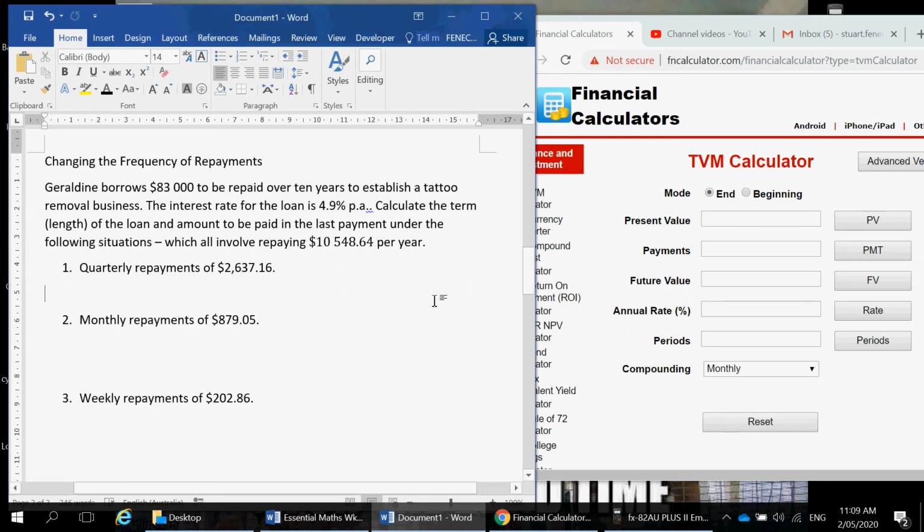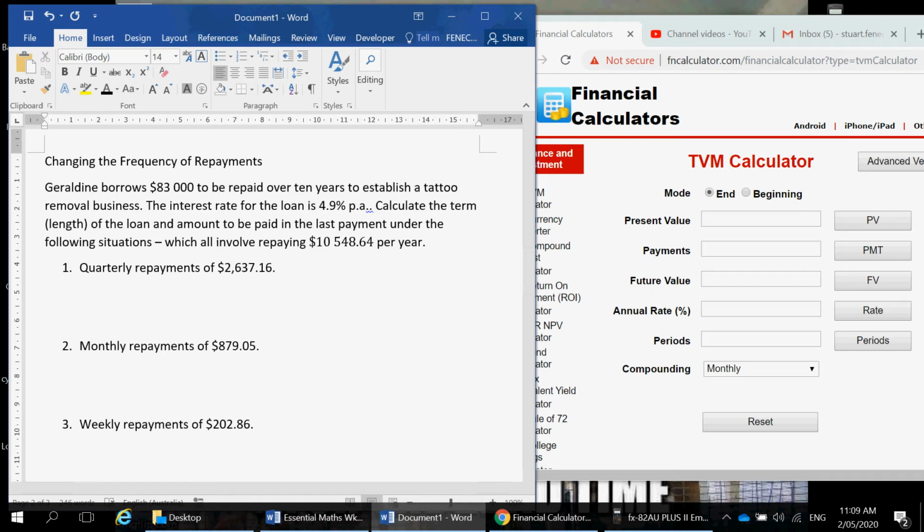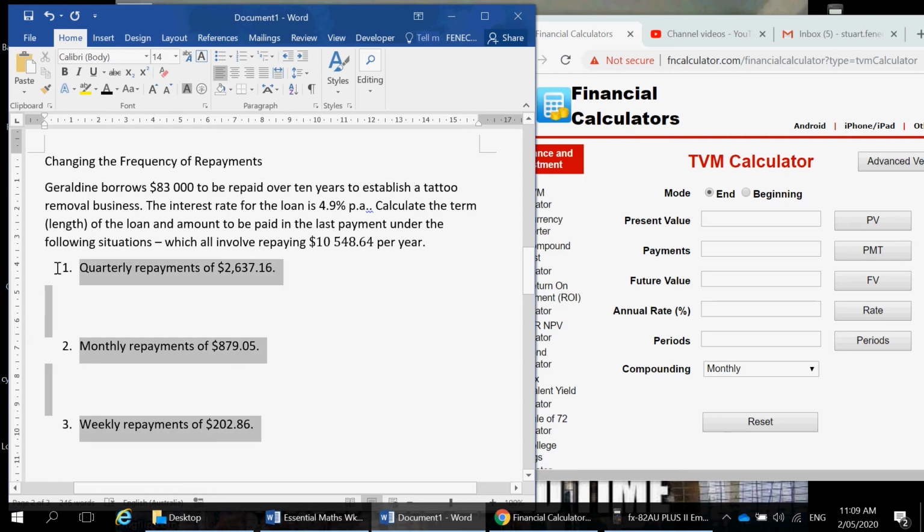Geraldine borrows $83,000 to be repaid over 10 years to establish a tattoo removal business, always the business of the future. The interest rate for the loan is 4.9% per annum. Calculate the length, the term of the loan, and the amount to be paid in the last payment under the following situations. Now, these three situations that are listed here, you actually pay exactly the same amount each year in theory. And that is that amount.